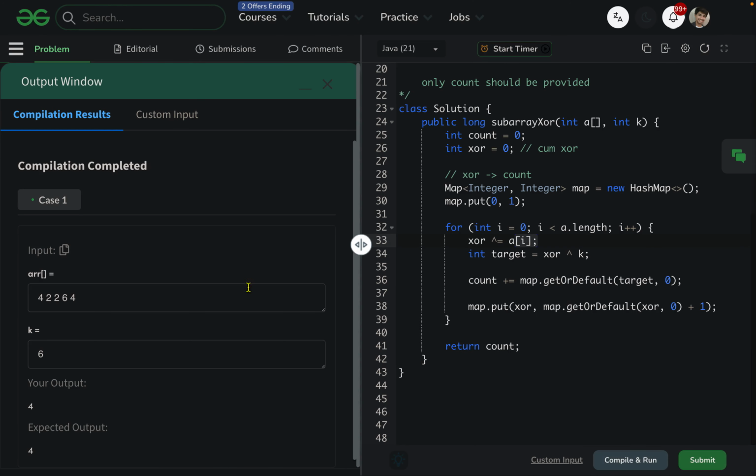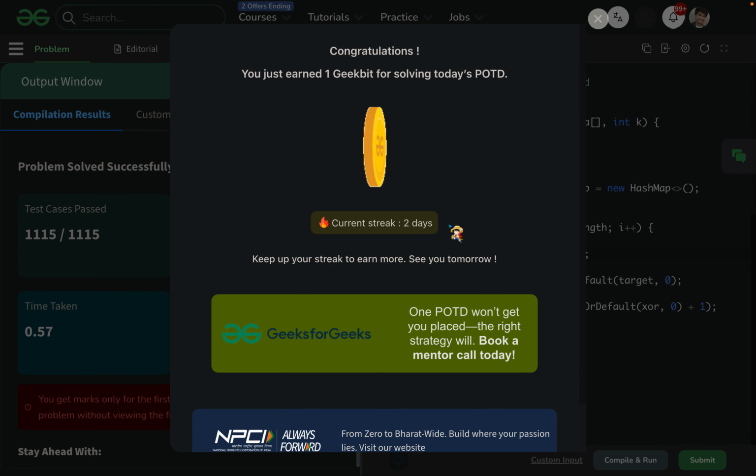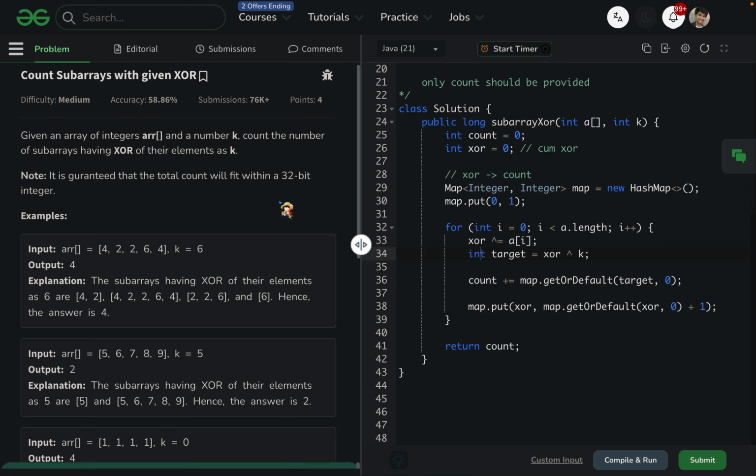Let's try to run this. This runs well, no compiler errors found, and yeah, it is submitted for the rest of all the test cases. So this was all about it.